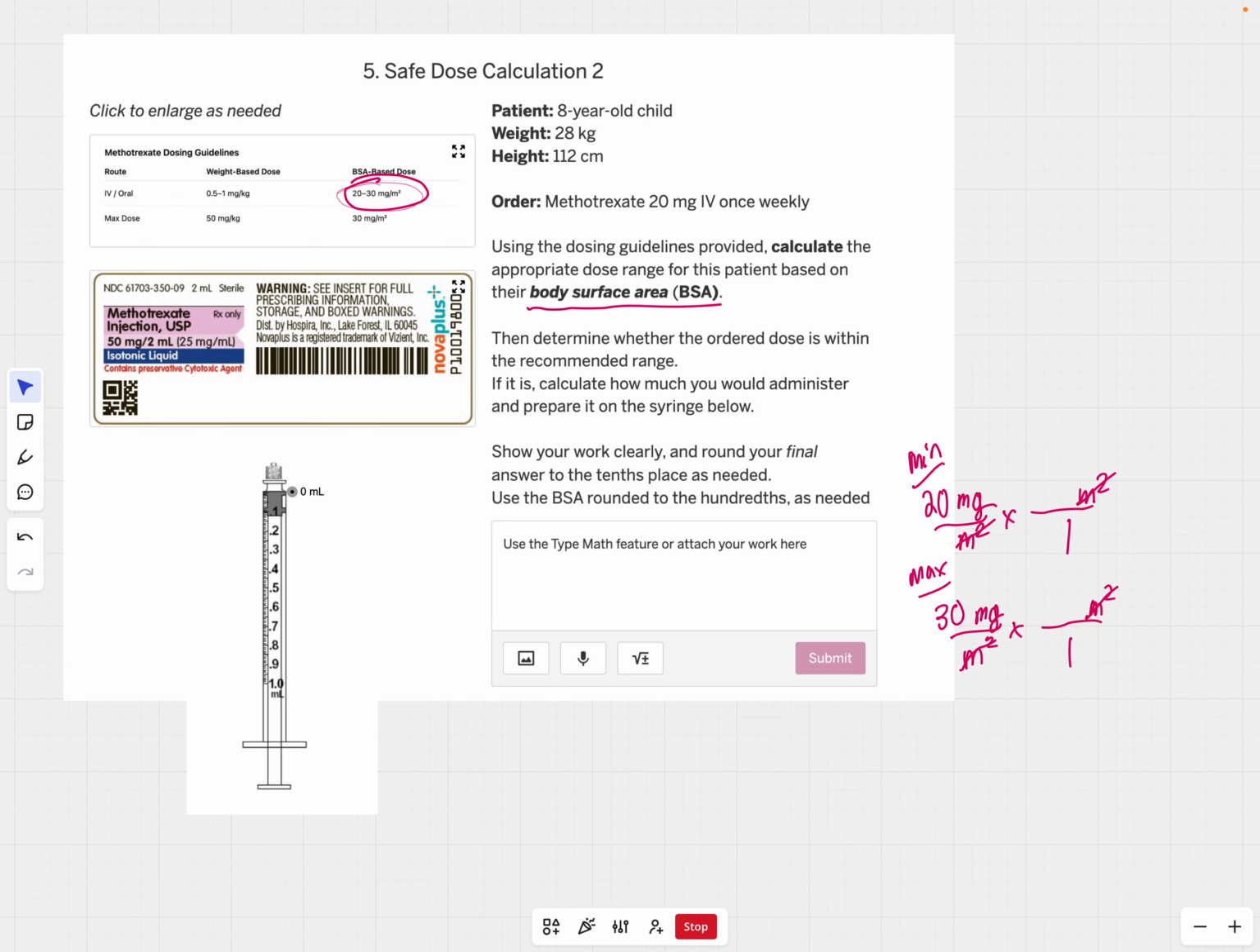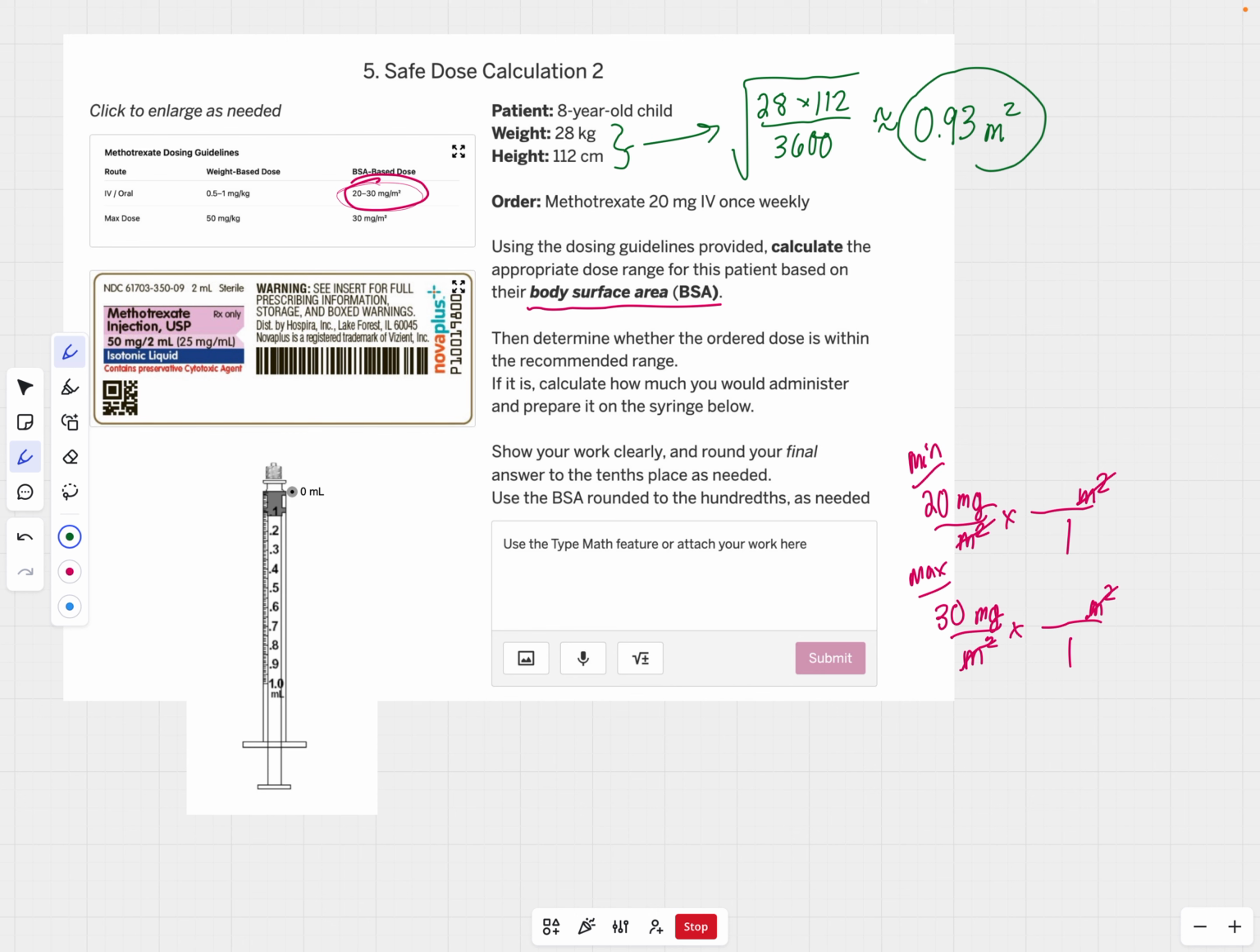So let's go ahead and calculate their body surface area. I see that their height and their weight are given to us in the metric system. The formula is going to be their height times their weight, or their weight times their height, divided by 3,600, and we take the square root of that entire expression. When I put that entire thing in my calculator, I get 0.933333 repeating, and we round our body surface area calculations to the hundredths place. So this would be 0.93 meters squared. This is the value that I need to multiply by. I need to multiply the minimum and maximum range, or values in that range, by their body surface area.